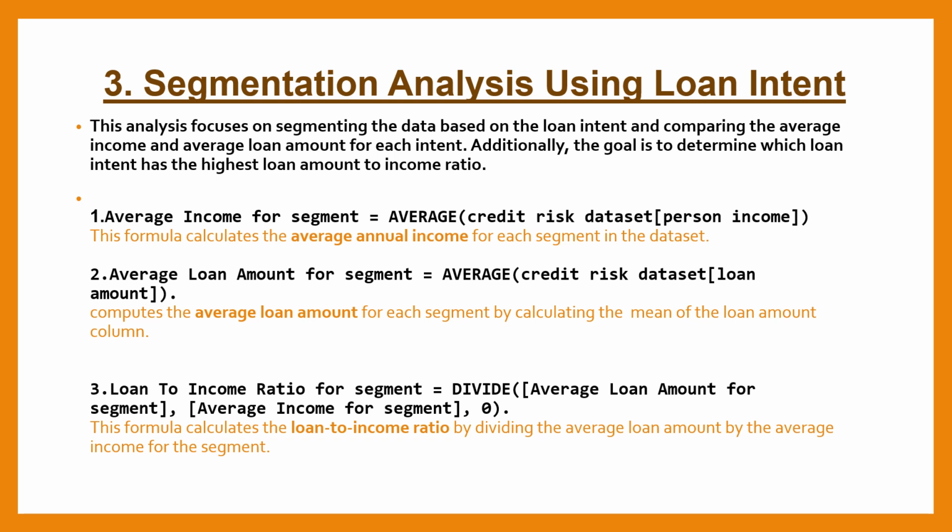Segmentation analysis using loan intent. So these are the DAX measure formulas. Average income for segment will calculate average annual income. Then average loan amount for segment will calculate the average loan amount for each segment. Then the third one is loan to income ratio for segment. It will calculate the loan to income ratio by dividing the average loan amount by the average income for the segment.